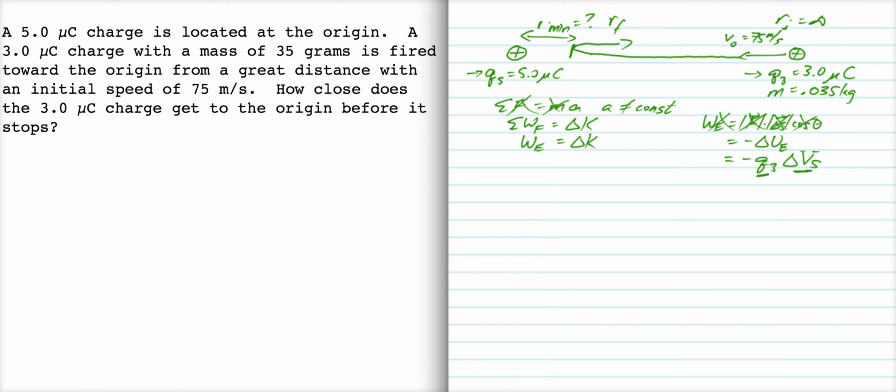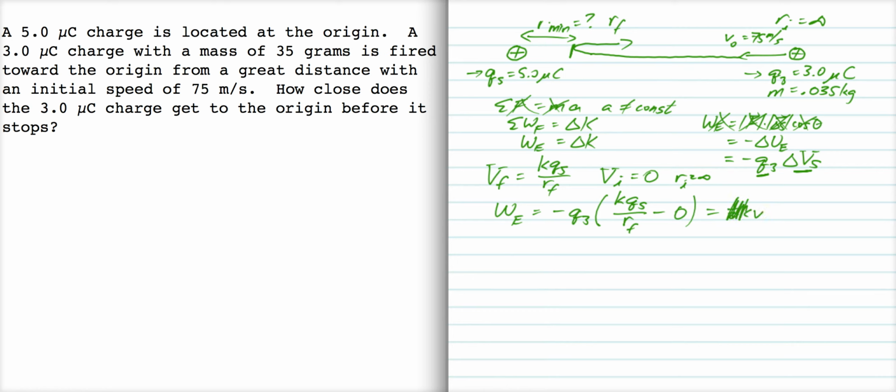Alright, I need to calculate the voltage then, the initial and final voltage. Now the final voltage is KQ5 over that final distance. And I don't know what that is. The initial voltage is 0, because R is infinity, right? R initial is infinity. Okay, so the work done by the electric force is minus Q3 multiplied by KQ5 over RF minus 0. And that's equal to the change in kinetic energy, which is 1/2 mv squared.